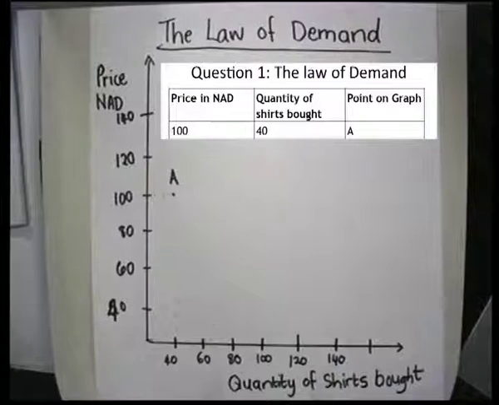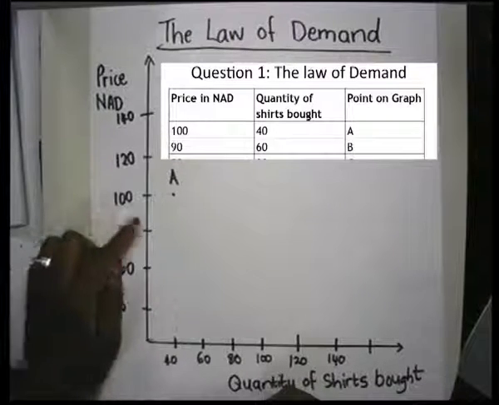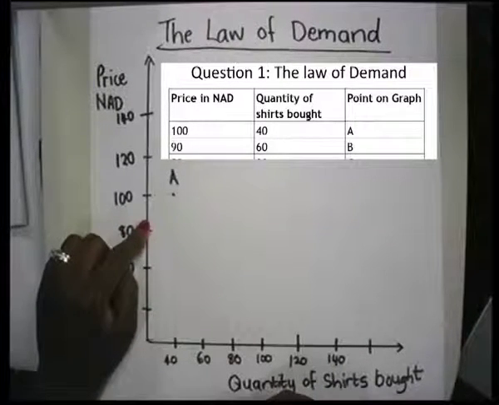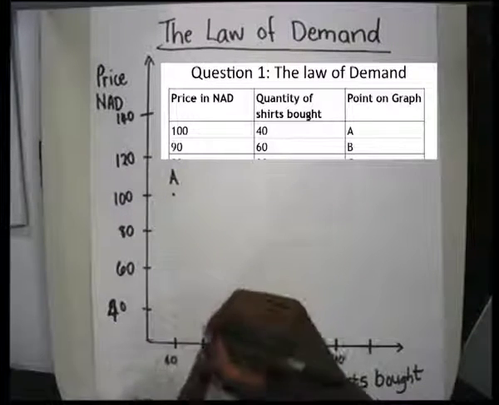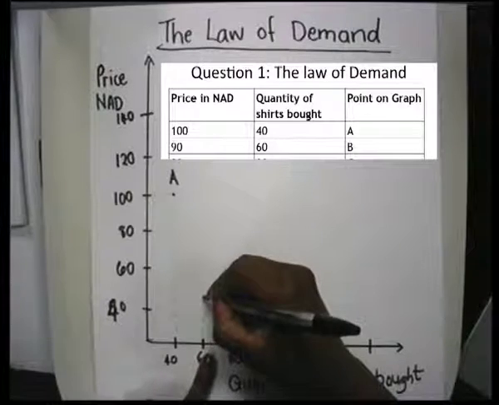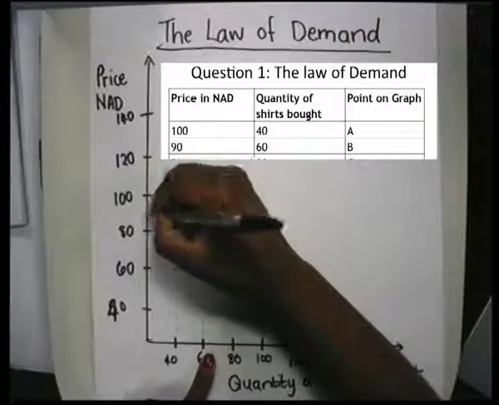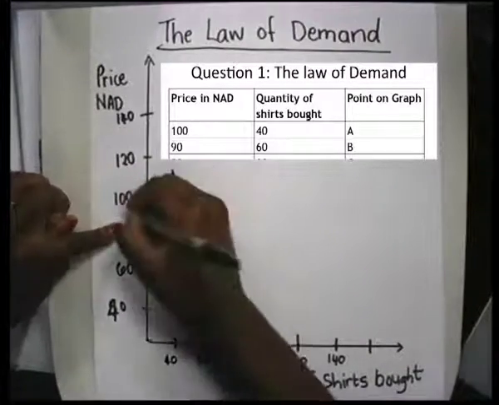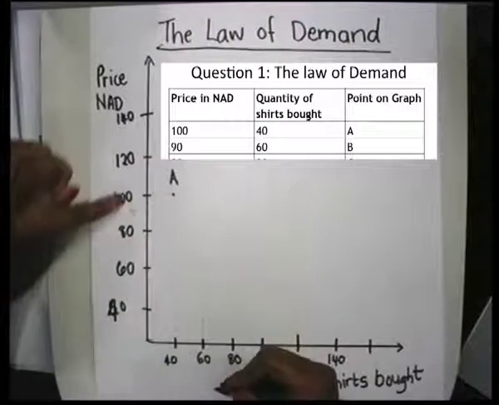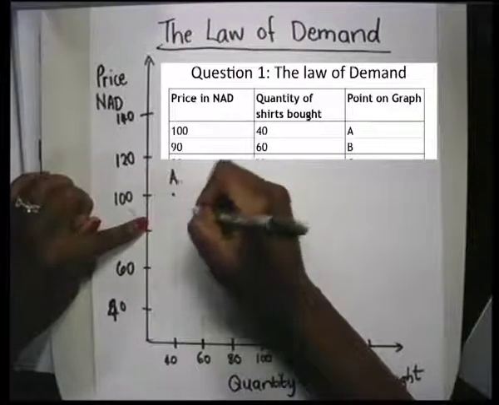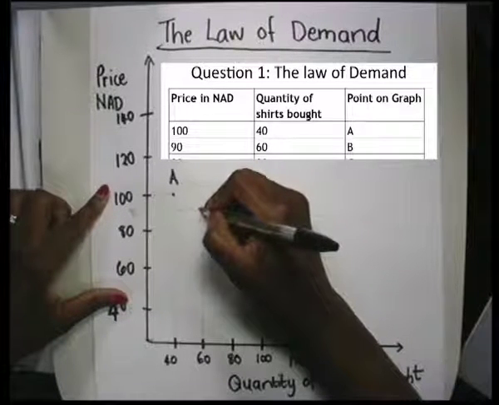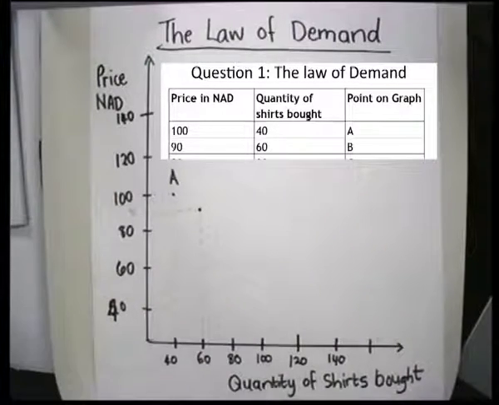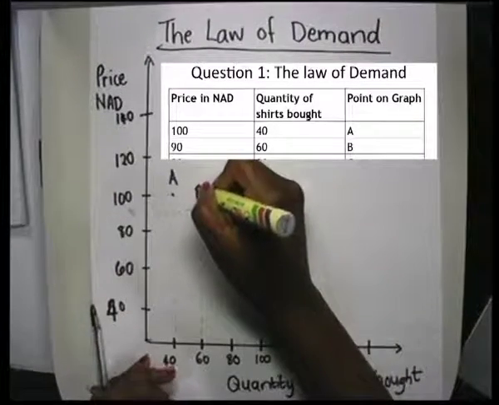The next one, B. B's price in Namibian dollars is 90 and the quantity is 60. So if we know that the quantity is 60 and 90 lies in between the 80 and the 100, therefore this spot over here is B.